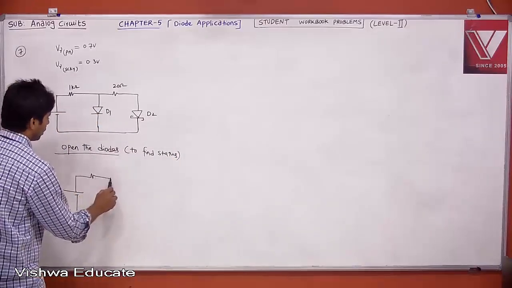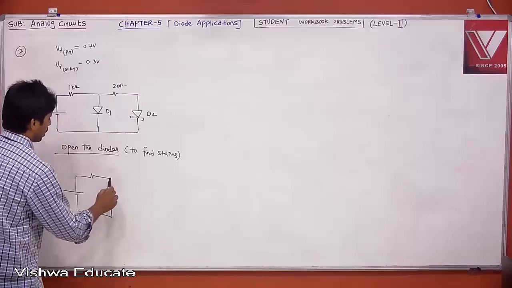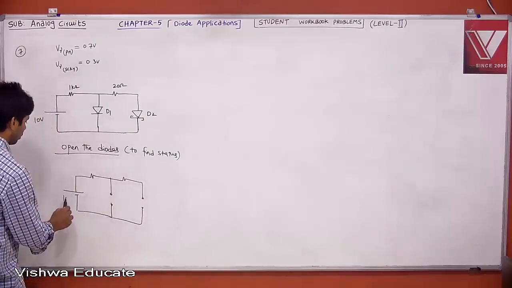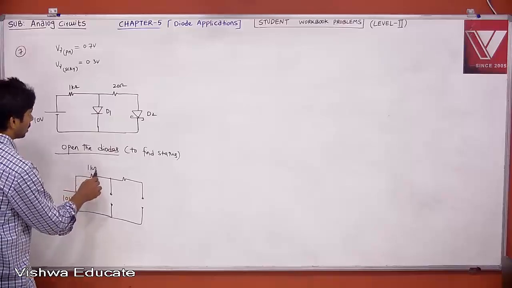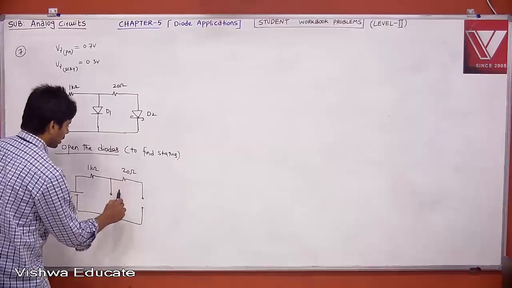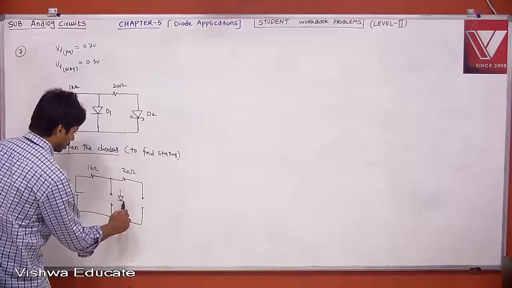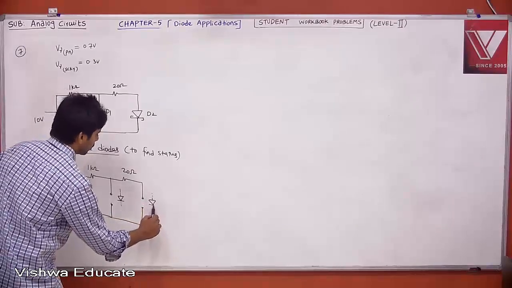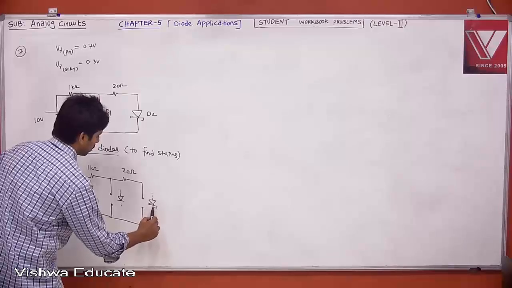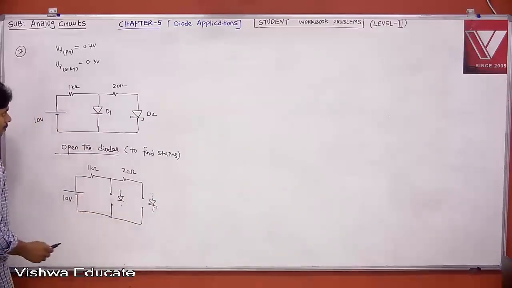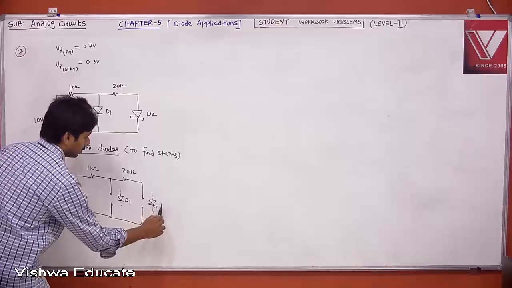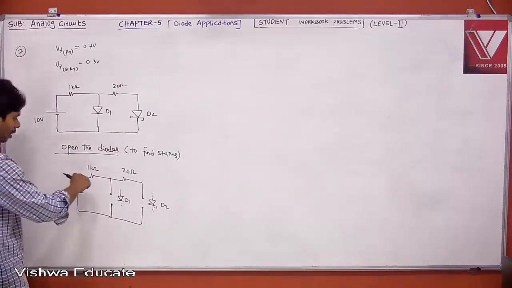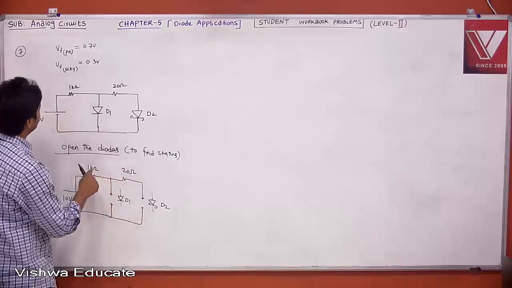Now this is your 1K opened and this is also opened. This is your 10 volts, this is 1K and this is 20 ohm, and bring back your diode. This is D1, and bring back your Schottky diode. Okay, this is D1 and D2. When you open, is there any current flowing through the circuit? 1 ohm, sorry, is it 1 kilo ohm?